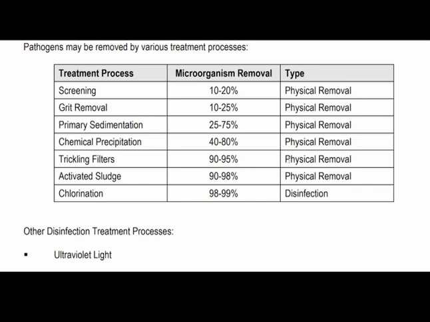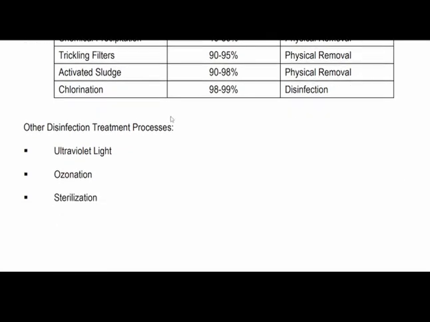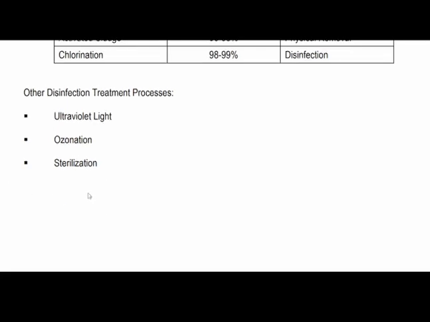Trickling filters, 90 to 95%, physical removal type. Activated sludge is 90 to 98%, physical removal type. And then we reach chlorination, which is 98 to 99%, but it's the only disinfection type, at least listed here. Other disinfection treatment processes are UV light, ozonization, and sterilization.